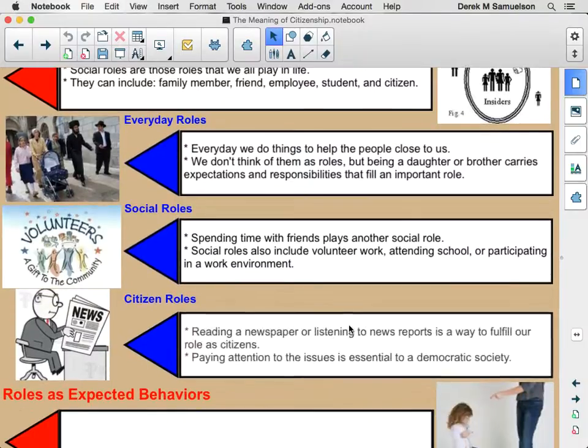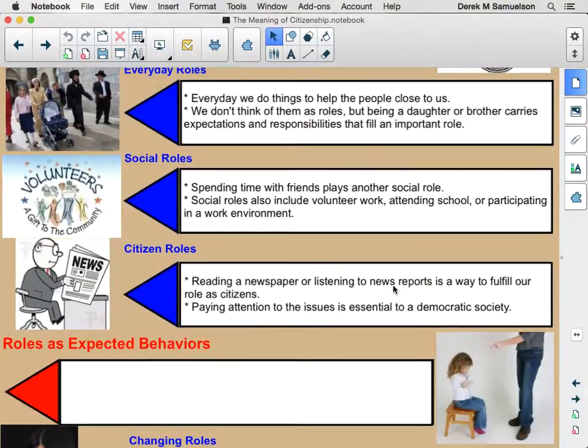Additionally, we have the citizen roles. Reading a newspaper or listening to the news reports is a way to fulfill our role as a citizen, because here we are getting educated about the broader society that we live in. We're learning about those people in our society that we don't have any sort of regular contact with. They're not our family, friends, teachers, fellow students, or co-workers. It's broadening our mind to the world beyond that immediate social circle.